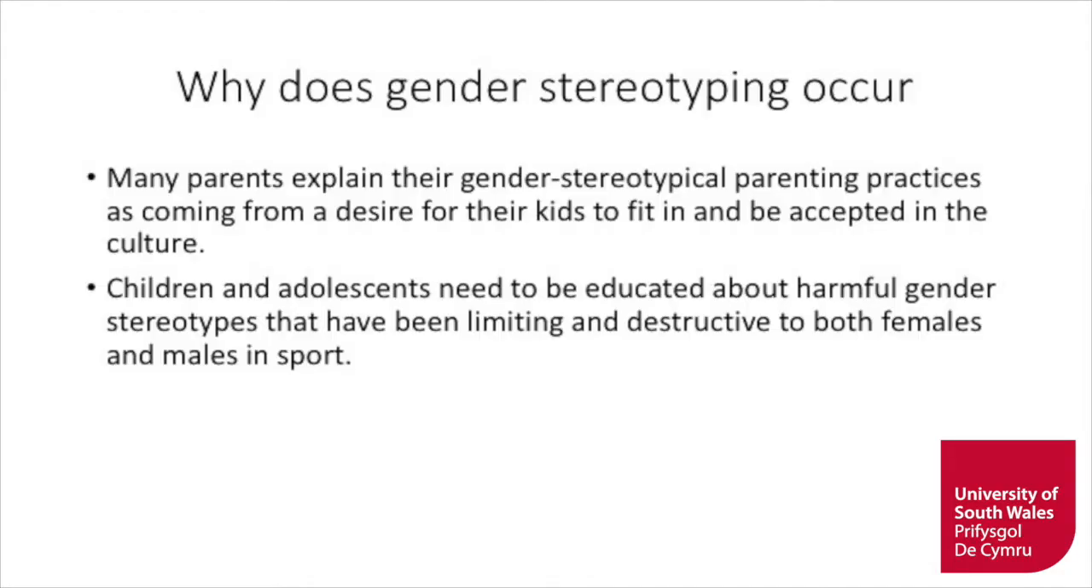Moving on from this, it's really important to start to understand, so we can impact on this, why gender stereotyping occurs. Many parents explain their gender stereotyping parenting practices as coming from a desire for their children to fit in to accepted culture. So it's about changing that culture, and that's why we talked about cultural competence, about changing people's views and opinions. Children and adolescents need to be educated about the harmful gender stereotypes that have been limiting and destructive to both males and females in sport.